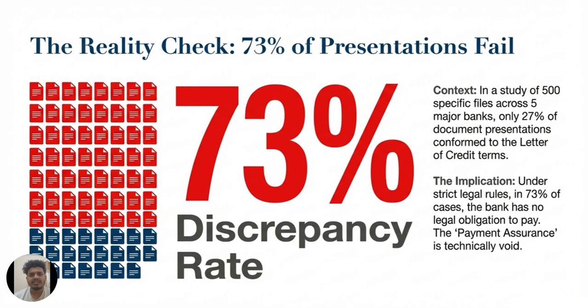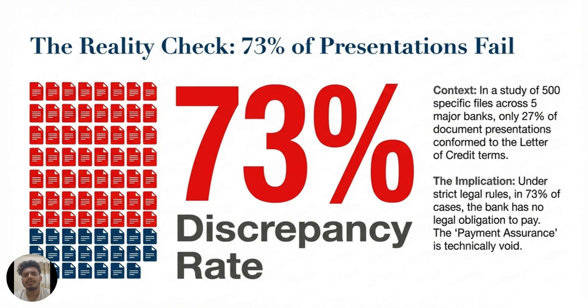But now let me give you a reality check. The system relies on perfect documents, so you would expect accuracy to be the norm. However, Ronald J. Mann's research found that 73% of document presentations failed, nearly three out of every four transactions. So when the seller makes a mistake, legally speaking, the bank's absolute promise to pay is void in 73% of cases. We can say the safety net has a massive hole in it.